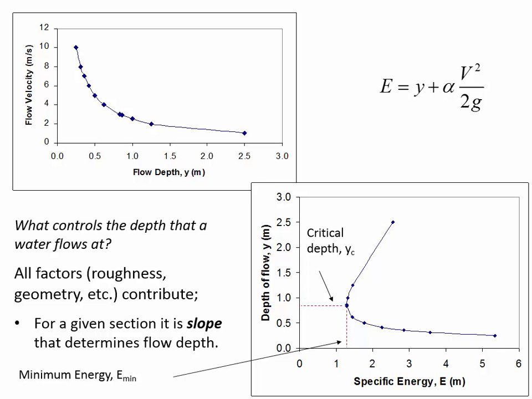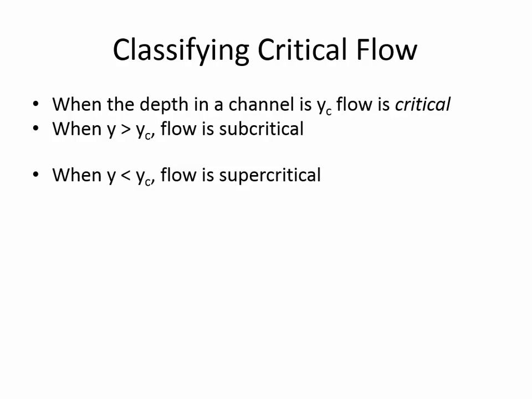And so these different specific energies are determined by the different channel slopes that a certain amount of water is flowing through. So it's called alternate depths. When you have a certain specific energy and there's two different depths that the water could be flowing at if it has that much energy. The water can have a certain amount of energy and pick one of two different flow depths. So we'll talk more about critical flow. And that dividing line of the minimum specific energy is the critical depth.